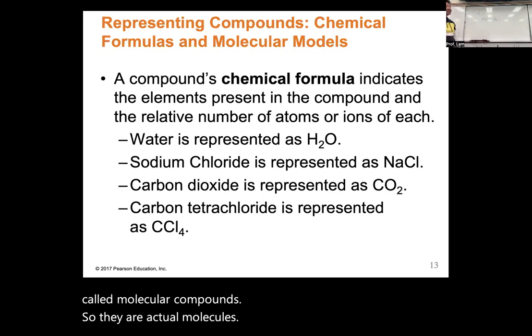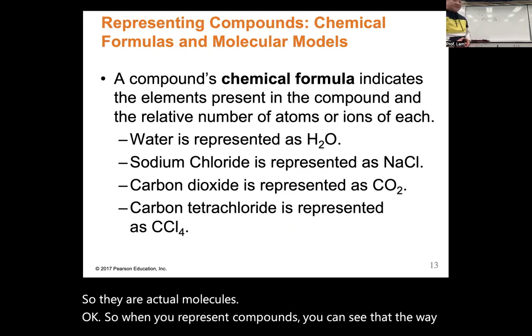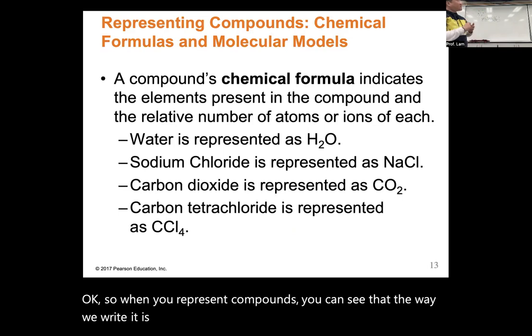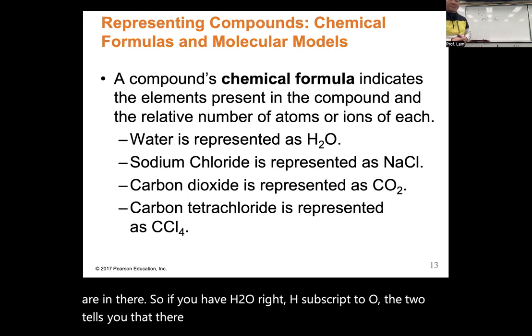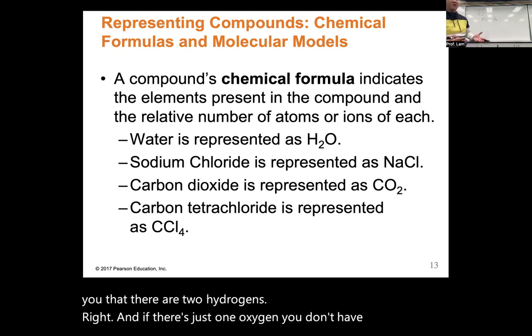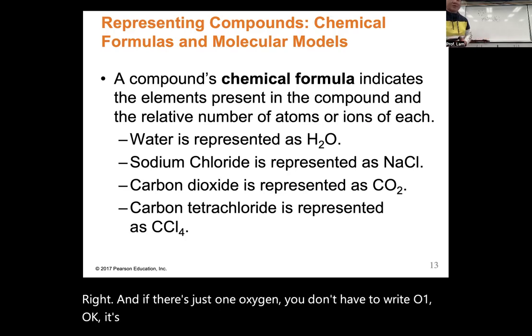Okay, so when you represent compounds, the way we write it is we have subscripts to tell you how many of that atom are in there. So you have H2O, right? H subscript 2, O. The 2 tells you that there are 2 hydrogens, right? And if there's just one oxygen, you don't have to write O1. Okay, it's implied, right? So that's how that works.